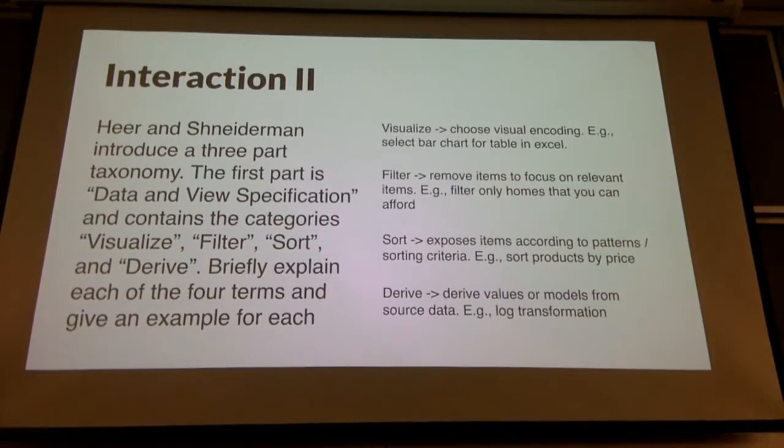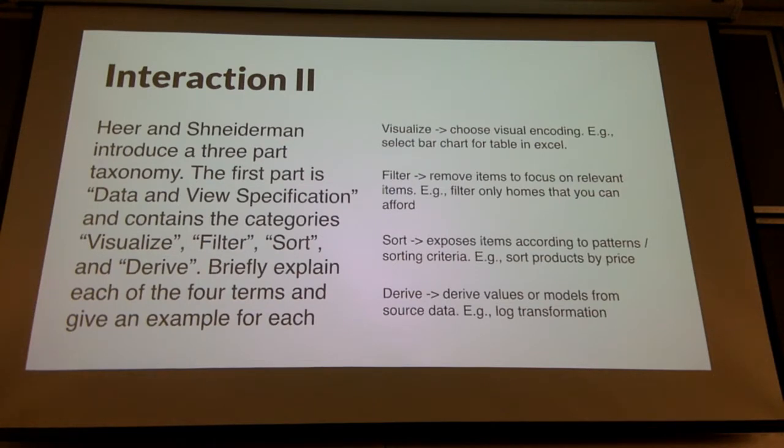The second part of this question was about these different taxonomical terms. Data and view specification was our higher level category, and you were supposed to explain and give examples for visualize, filter, sort, and derive. And so visualize is choosing the visual encoding, for example, selecting a bar chart for a table visualization in Excel.